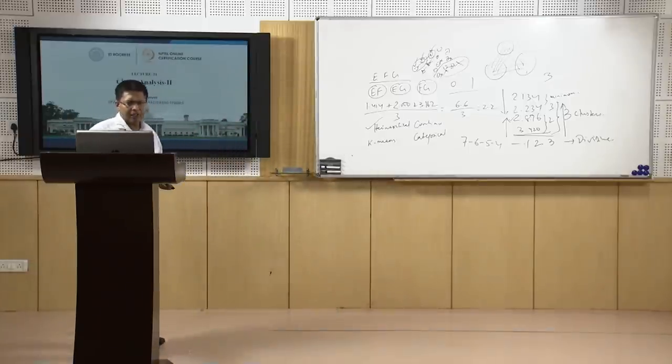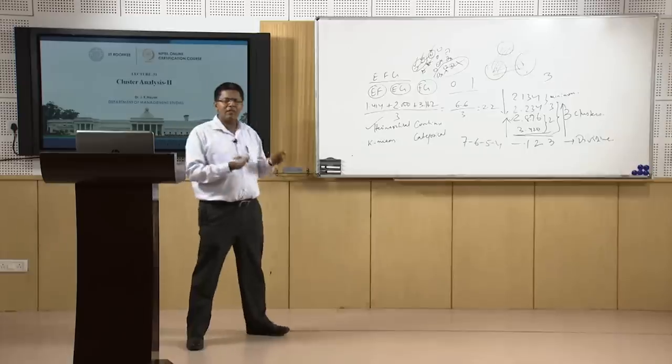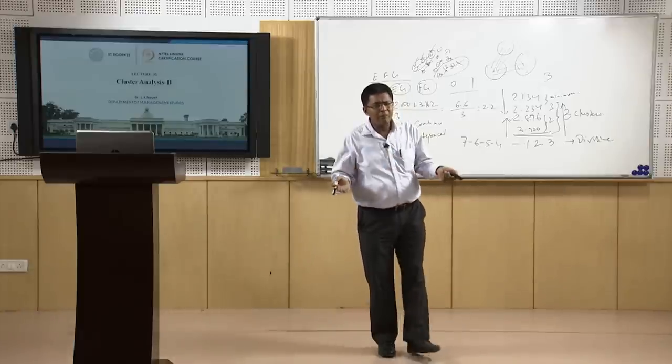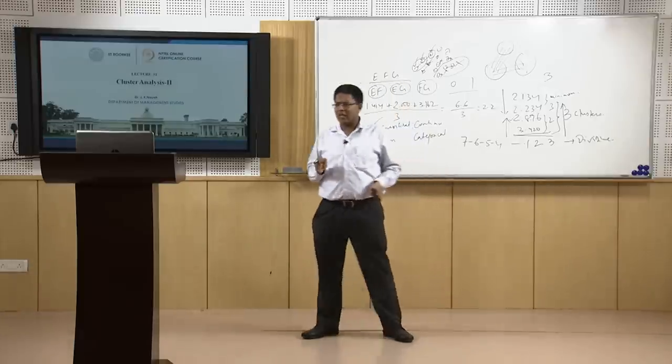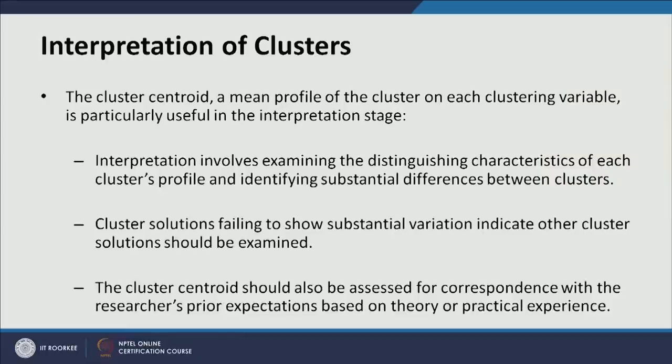So, what is the interpretation? The interpretation involves examining the distinguishing characteristics of each cluster's profile and identifying the substantial differences between clusters. So, cluster 1 is different from cluster 2. How it is different, and on what basis it is different, is what you can explain through the cluster analysis. Cluster solutions failing to show substantial variation indicate other cluster solutions should be examined.